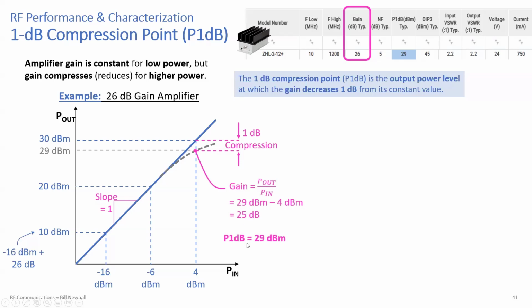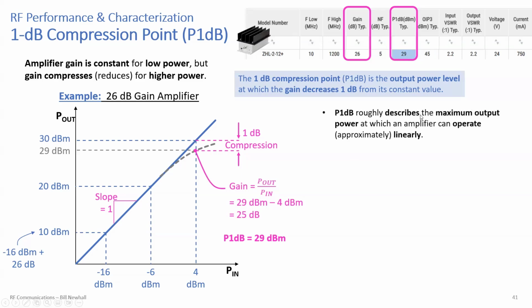So that means the P1 dB at the output is 29 dBm, because that's where the amplifier is compressed by 1 dB. And that's what's listed here in the sheet. So P1 dB, or 1 dB compression point, roughly describes the maximum output power at which the amplifier can operate approximately linearly. When you operate above this 1 dB compression point, in that nonlinear gain region, it's not a 1-to-1 slope constantly anymore, and the signal is going to be distorted.